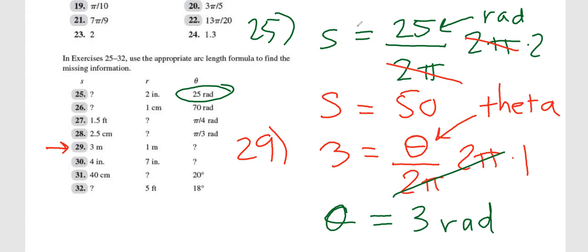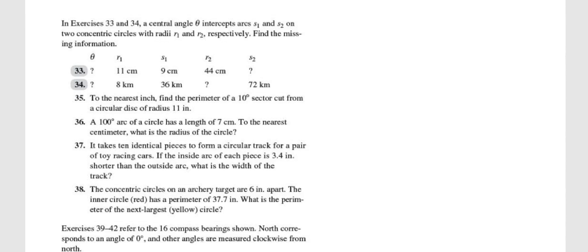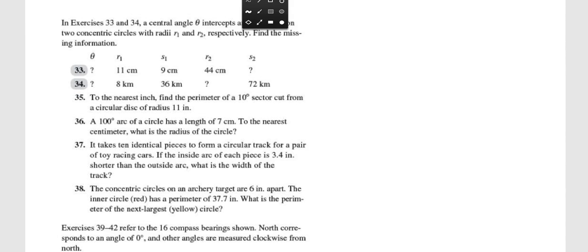Yes, 33? Sure. We'll jump down there. A central angle theta intercepts arcs S1 and S2 on 2 concentric circles with radii R1 and R2. Find the missing information. Okay.